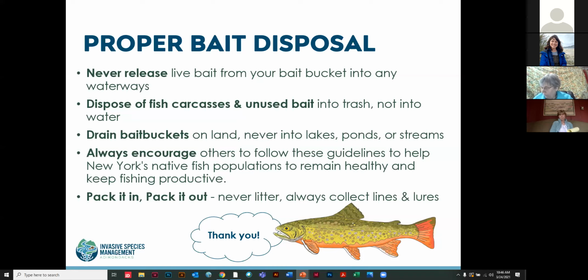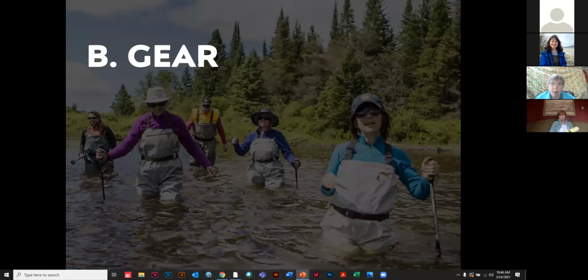So please don't litter. Always collect your lines and lures so that birds don't eat them, fish don't eat them. It's weird to see how much people will litter and hurt the lands or waters they love. So it's important to just pack it in, pack it out.